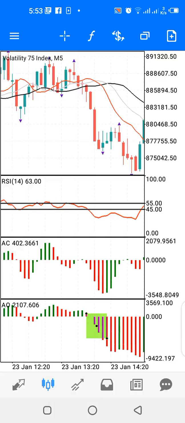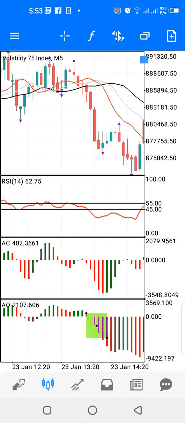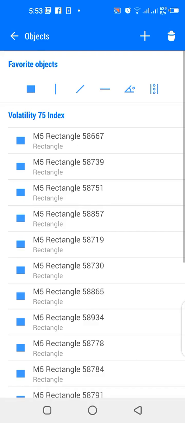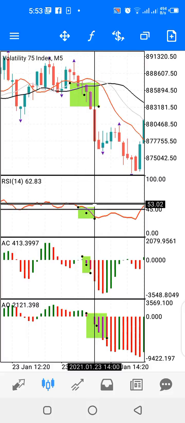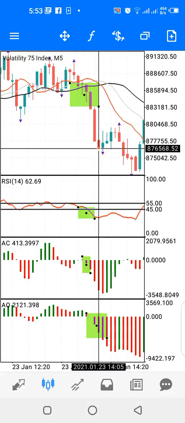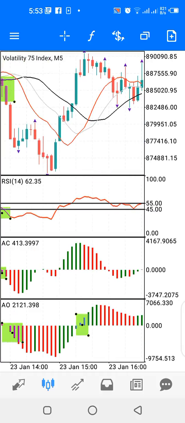Like you have sell signal here, you also have sell signal here, you also have sell signal here, and you have sell signal here. So you can just take a scalp, sell somewhere around here and make some quick profits.